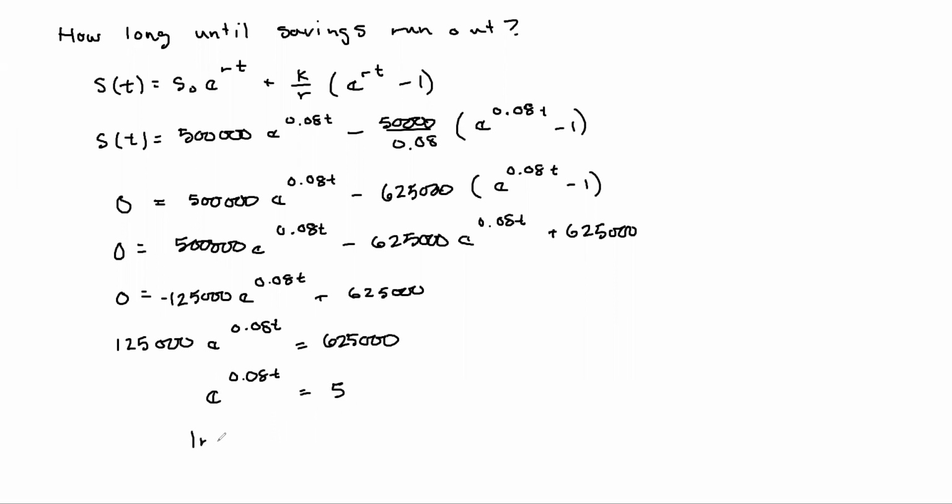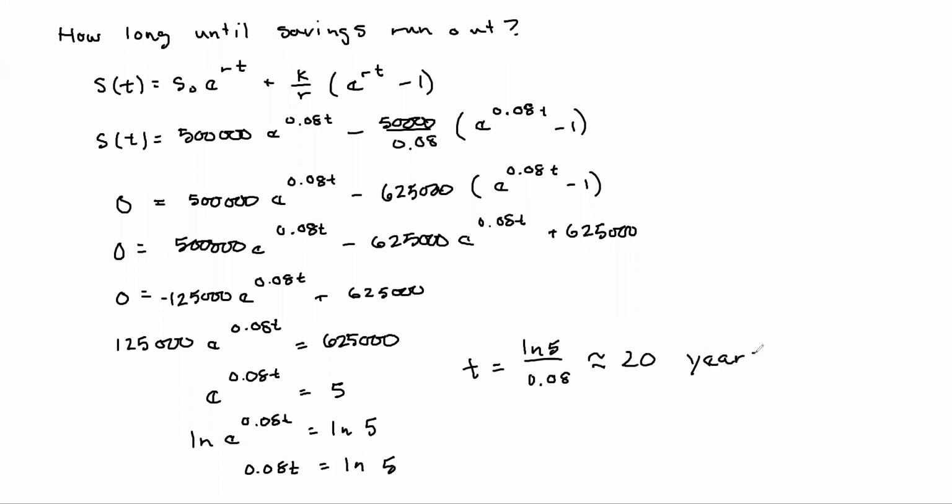Take the natural log of both sides. Divide again. And what do we get? We get about 20 years. All right, so how can we interpret that compared to our previous result?